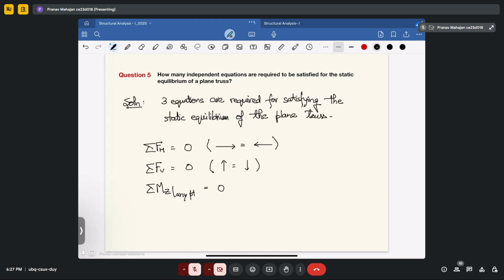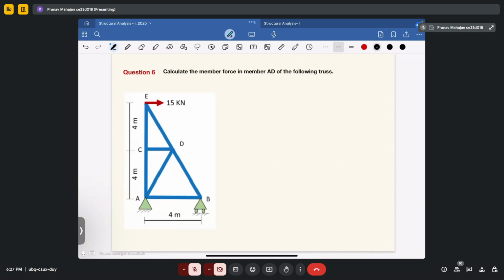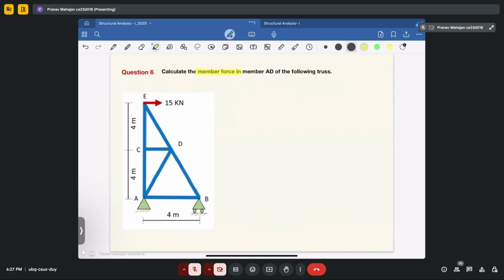Okay, so these are the simple problems related to what we have covered in determining the indeterminacy and the stability of the truss member. Now we will solve the problems related to determining the member force in different truss geometries. Okay, so this is the question which is provided to you, in which you are expected to determine the member force in member AD. So which is member AD? So this is your member AD.